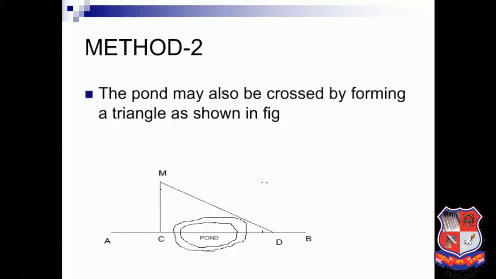Method 2. The pond may also be crossed by forming a triangle as shown in the figure. Therefore, CD is equal to (MD square minus CM square) whole raised to 1 by 2.